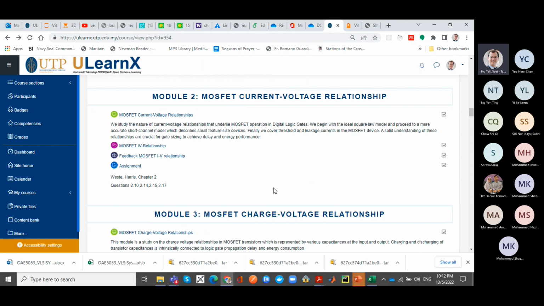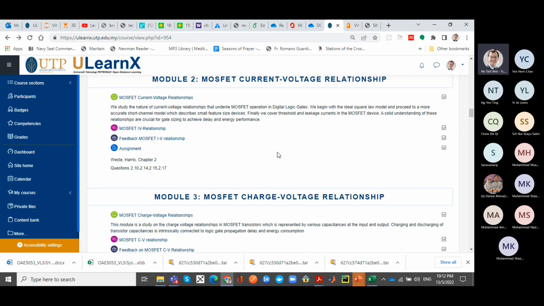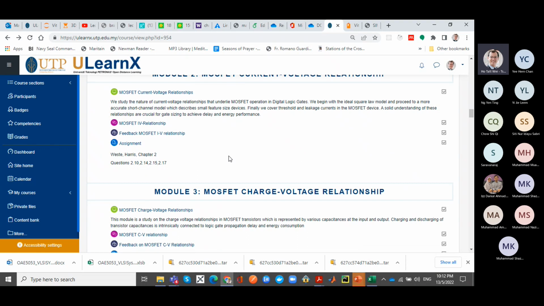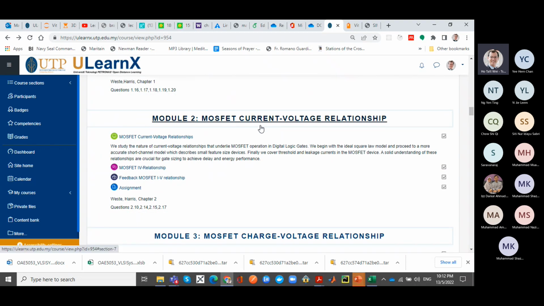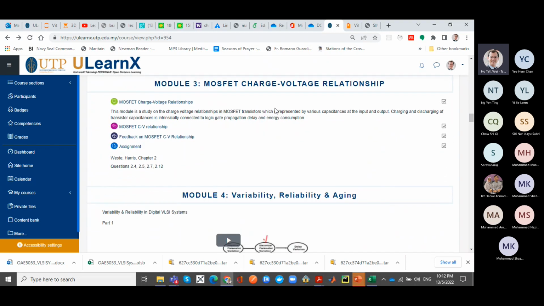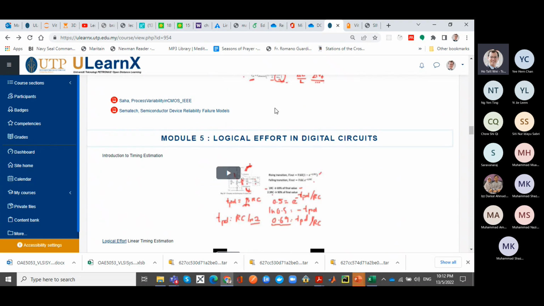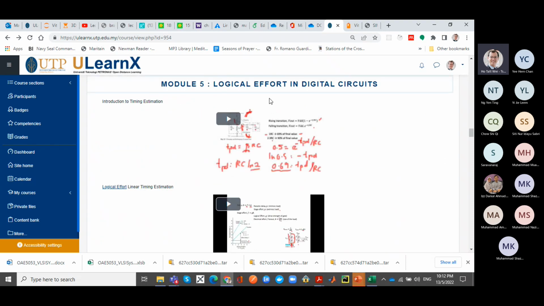Why are you learning the current voltage and charge voltage? Well, number one, just to update your understanding of how a MOSFET transistor works. But more importantly is for you to see the relationship, how is current related to voltage, because we will be using your understanding of capacitance. Charge voltage is basically capacitance. Current voltage, current and capacitance. We'll be using this model to come up with what we call our linear delay model.